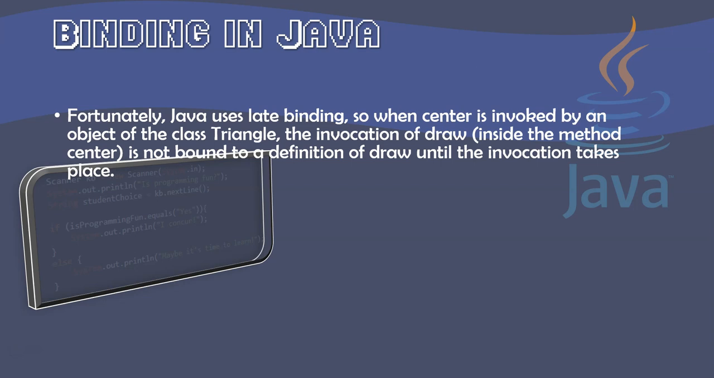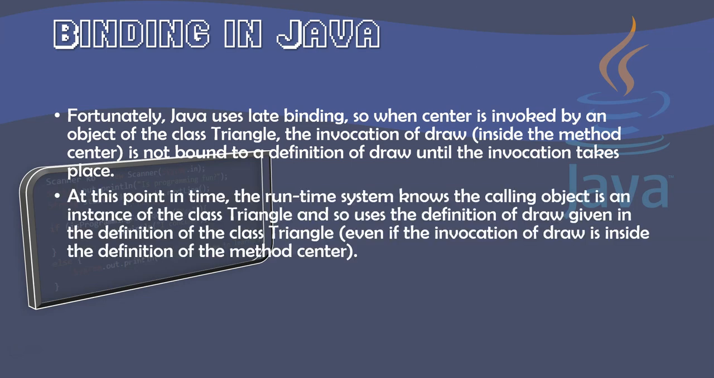Fortunately for us, because you might see, like, wait a minute, if it's got the figure definition, that's not going to work. Well, we don't have to worry about that because the way Java handles it, it says, hey, we're using late binding, so when center is invoked by an object of the class triangle, for example, the invocation of draw, which is inside the method center, is not bound to a definition of draw until the invocation has actually happened within our code. At this point, the runtime system knows, hey, this is a calling object of type triangle, and so it's going to use the definition given within the class triangle.